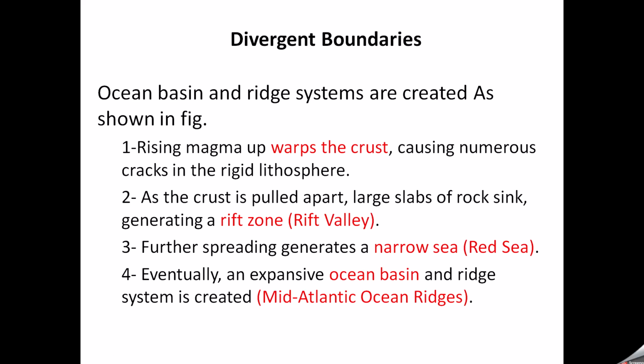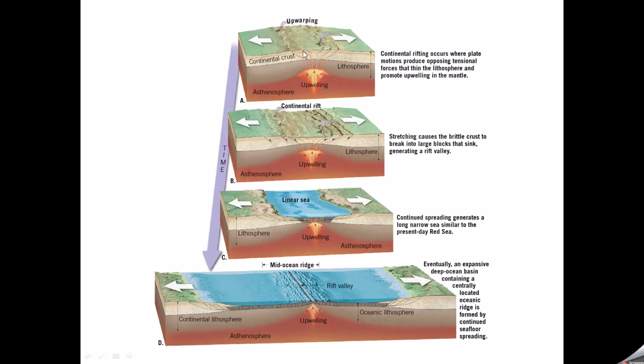So when we have divergent boundaries, eventually the ocean basin and ridge system will be created. The process warps the crust up, and then creates a rift zone, rift valley, and then a narrow sea like the Red Sea, and then an ocean basin like the Mid-Atlantic Ocean ridges. Let's look here. So this is one of the arms in the triple junction. What happens here?